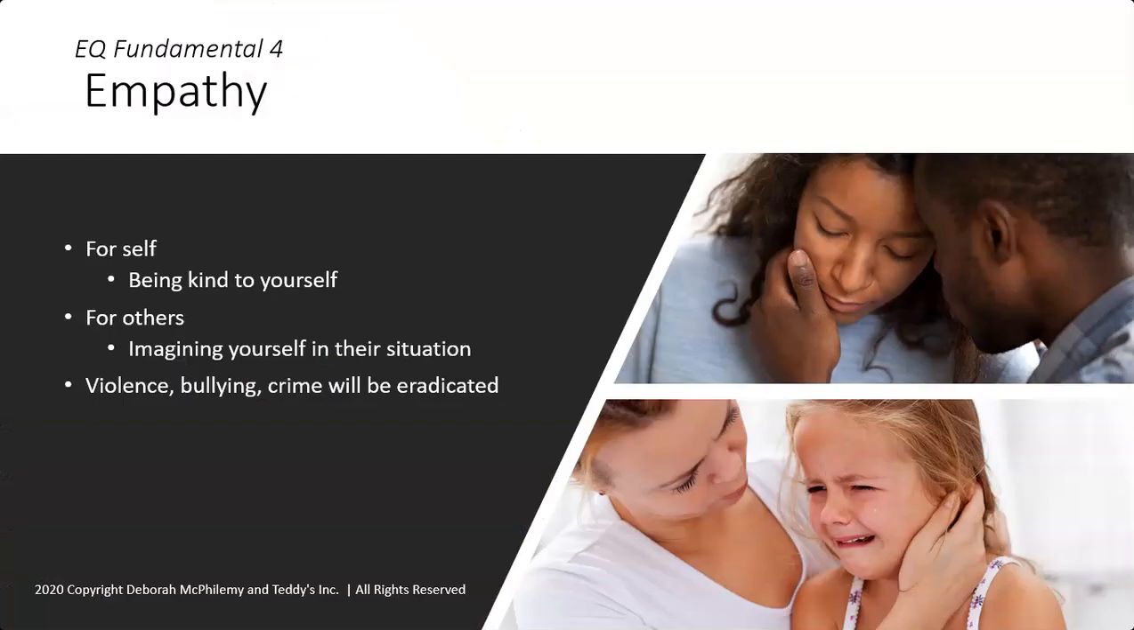So fundamental number four is empathy. If you're not sure about the difference between empathy and sympathy, sympathy is when you feel sorry for someone, and most people don't like being felt sorry for. But empathy is about being able to imagine yourself in somebody else's situation. But it also means being kind to yourself. Sometimes we're so hard on ourselves and we think that we should have known better or we shouldn't have reacted in a certain way. But it really is about learning how to be kind to yourself and also being kind to others because you imagine them in that situation.